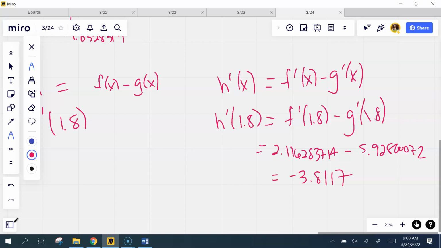1 point for considering h prime. You considered the derivative of h. Somewhere around here you have this written, or just this. And 1 for the answer. So 2 points.